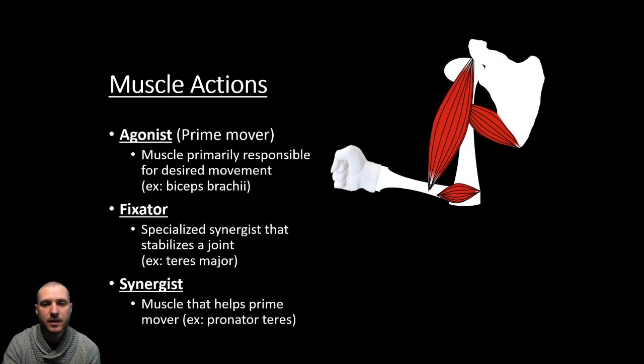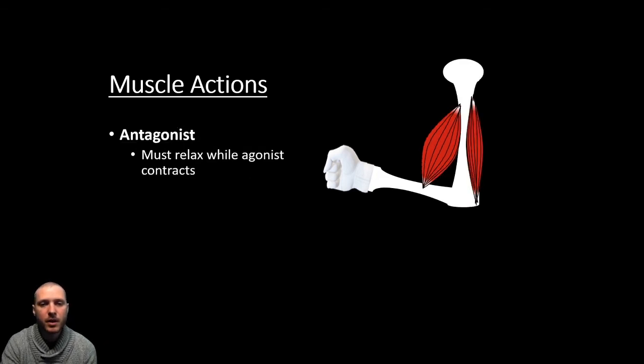So again, here we can see the pronator teres has helped the biceps brachii, but the humerus has stayed stationary thanks to the teres major. But whenever you have an agonist, you're going to need an opposing muscle that's able to relax and stretch to accommodate the movement of that joint. So this opposing muscle is what we term the antagonist. The antagonist is the muscle on the opposite side of the joint that's going to relax while that agonist contracts.